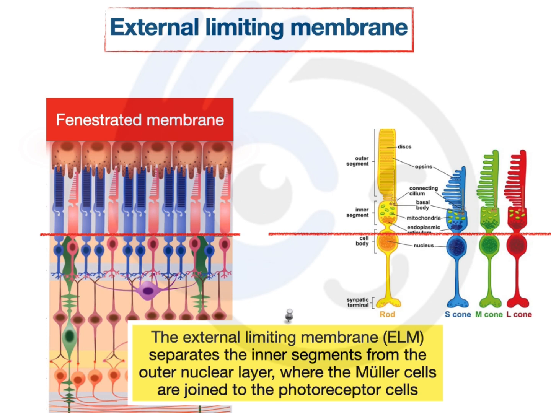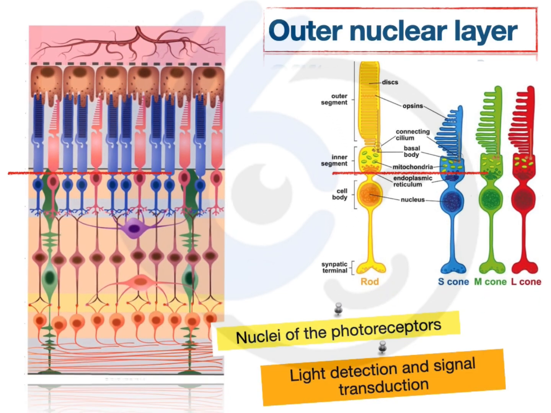The external limiting membrane separates the inner segment of the photoreceptors from the cell body and the synaptic terminal, that is the outer nuclear layer. The outer nuclear layer, as I already told you, is mainly formed by the nuclei of the photoreceptors. This is the place where light detection and signal transduction start.